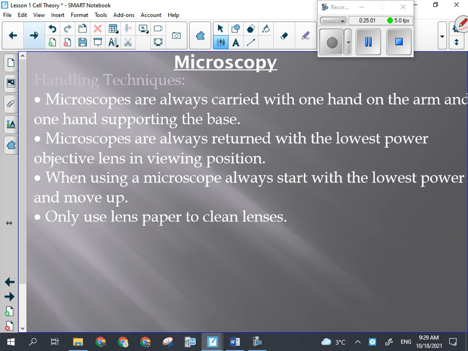So, microscopy. You know what? I'm going to give you guys about a 3-minute break here. I'm just going to go grab a microscope so I can show you some of this stuff. I'll give you a 3-minute break, and then we'll be right back to it.